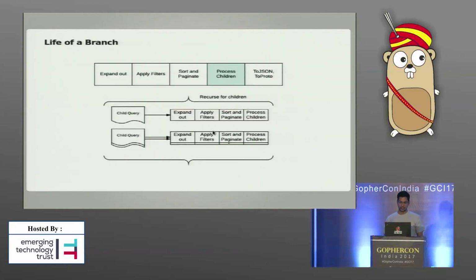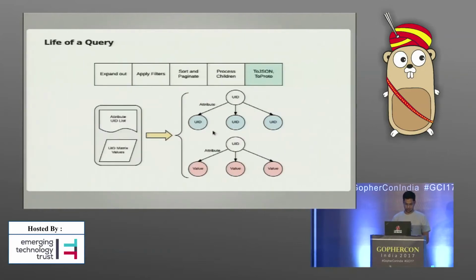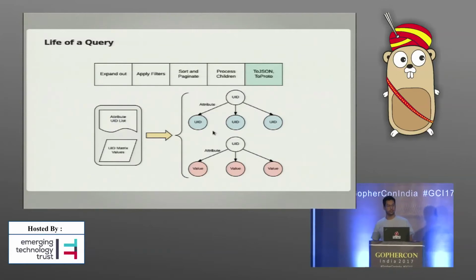Now, for processing children, we just continue the same thing. We go to the children branches, and we do the same process recursively. They might also have filters, they might also have sorts, etc. And finally, when all the branches are processed, we convert from this attribute-based queries and results to UID-based nodes, encoding them to JSON or to Proto as requested.